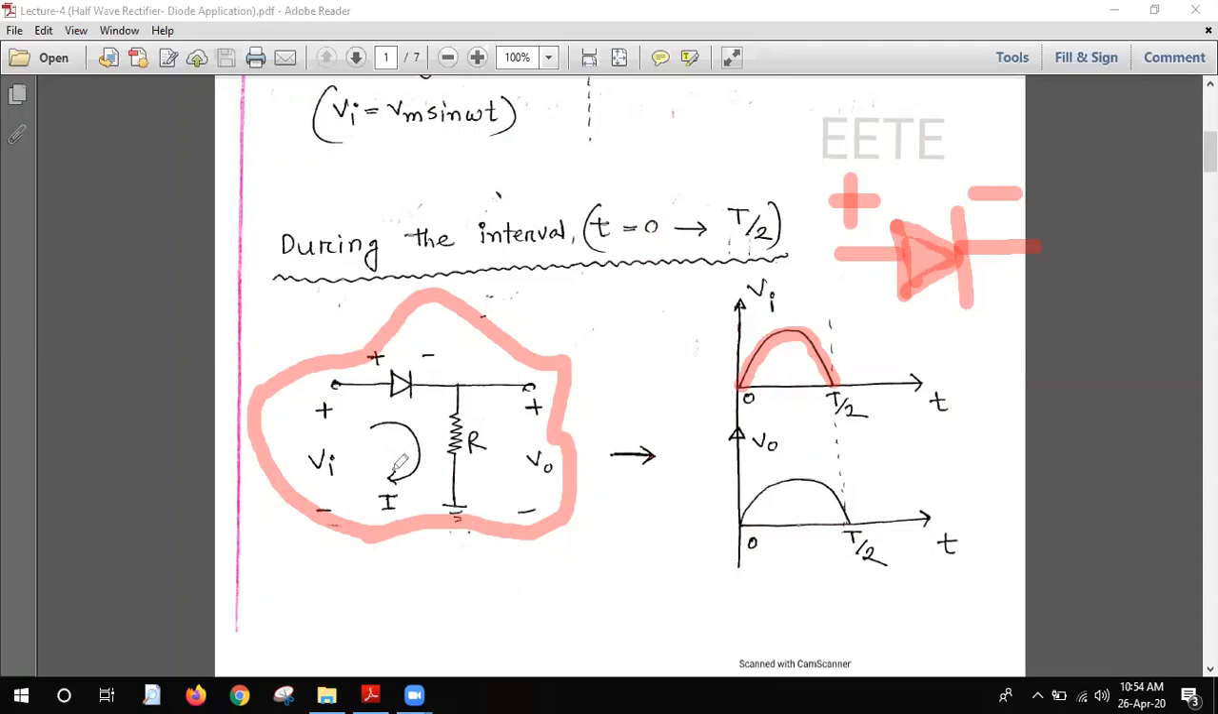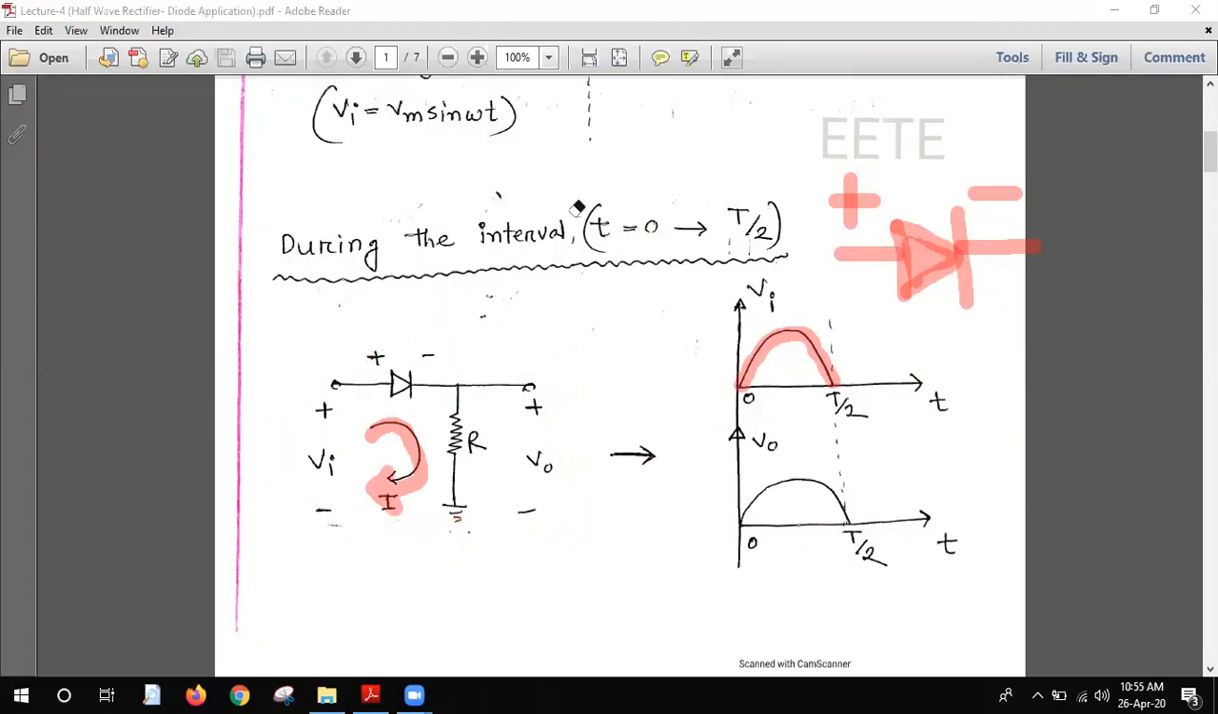You see that in this direction, Vi was the positive cycle. When it starts to flow, the current flows in this direction. So this is positive, this is negative, and the diode is forward biased. The diode is forward biased because of the positive.